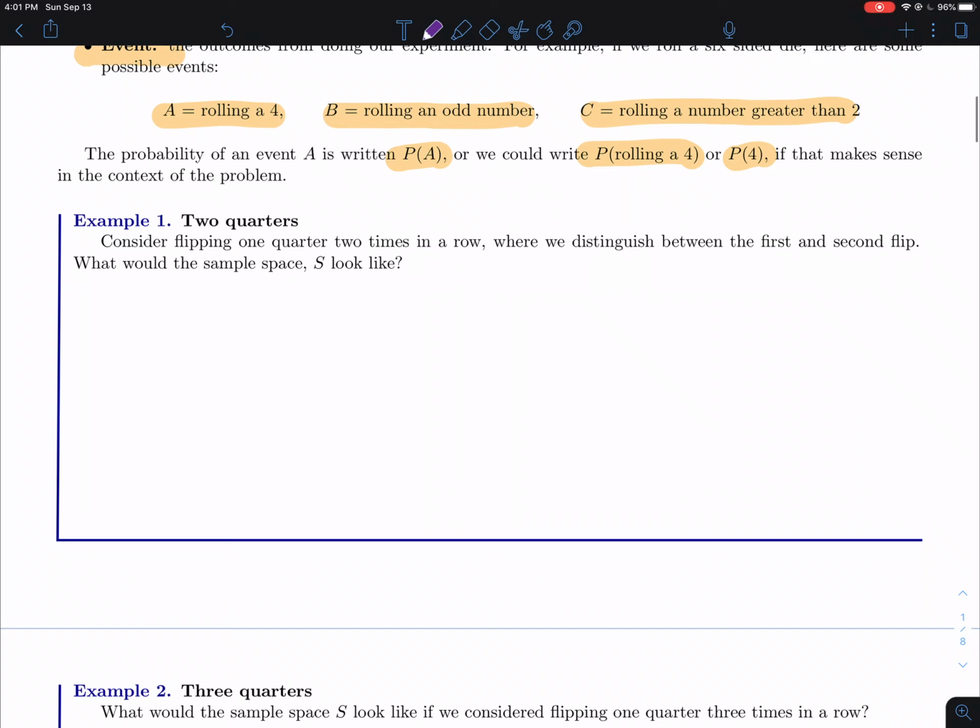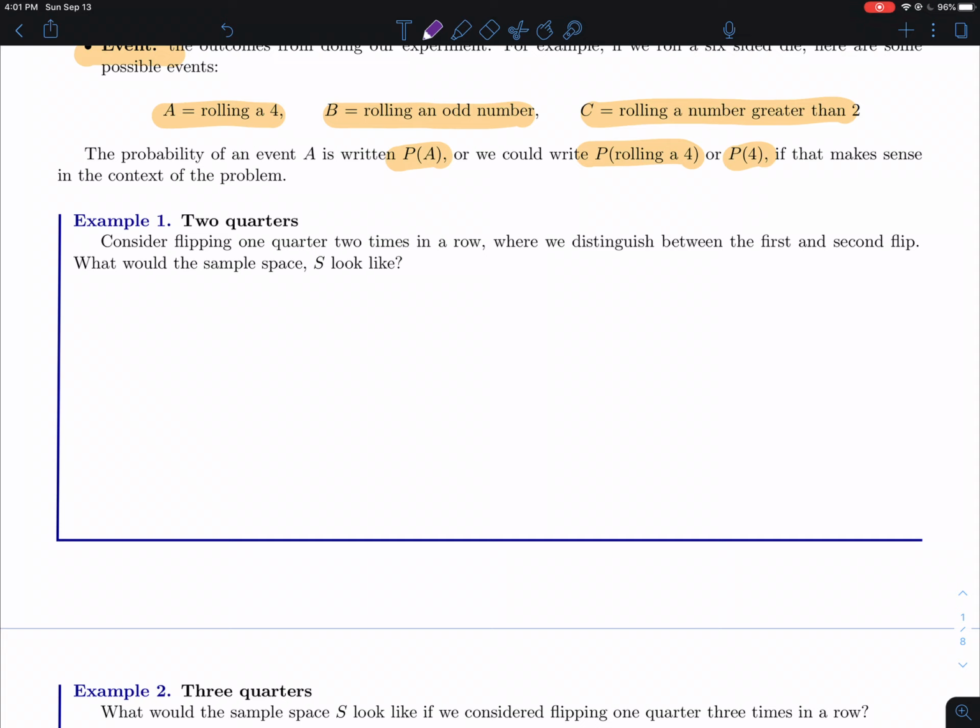Imagine we flip two quarters. We're going to flip one quarter two times in a row. Or you could flip two different color quarters if you want to think about it that way. The main thing we want to distinguish is between the first flip and the second flip. A lot of times when you write these things down, we'll do the set notation, but we'll also write them in ordered pair form.